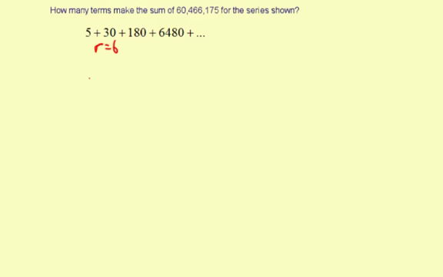So let's use the sum formula for the geometric series. S sub n equals a sub 1 times 1 minus r to the n power divided by 1 minus r. So let's substitute what we know here. The sum is this big number, so that's going to be the S sub n.